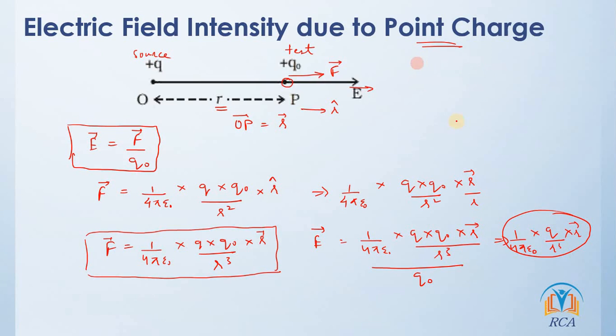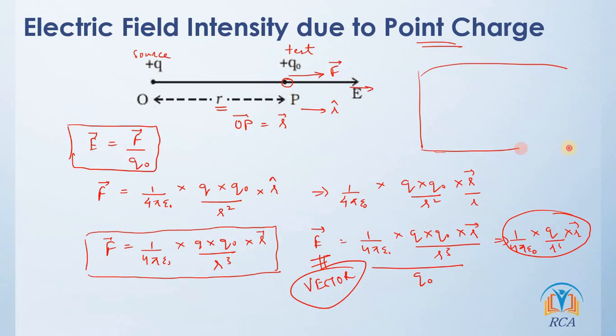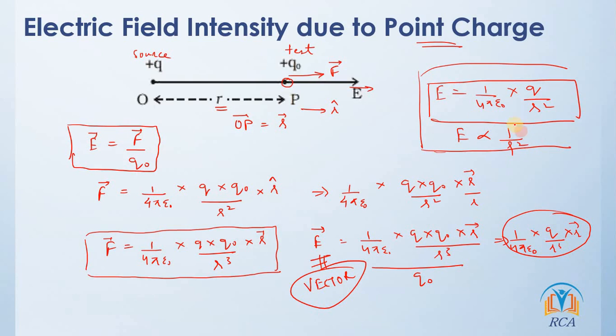This is obviously a vector notation, because we are trying to talk about vectors. In the scalar notation, if we are just concerned with the magnitudes and not the direction, then E vector can be replaced with E. Then it's going to be equal to what? 1 upon 4 pi epsilon naught into Q upon R square. That means the electric field intensity is inversely proportional to R square. That's an important thing, right? It's going to be inversely proportional to R square. Do we all understand this?